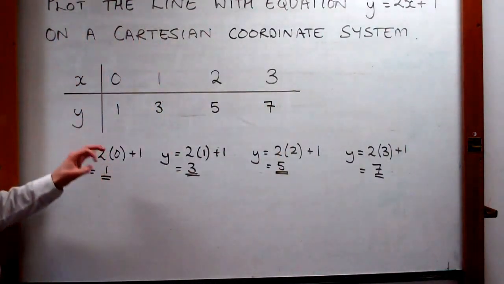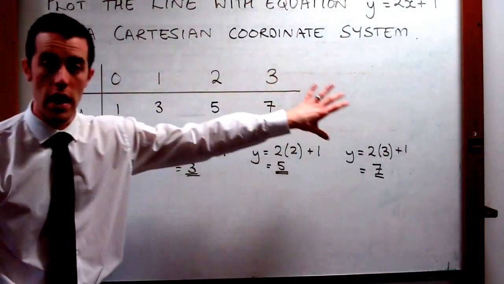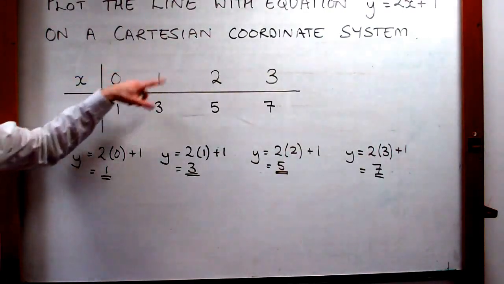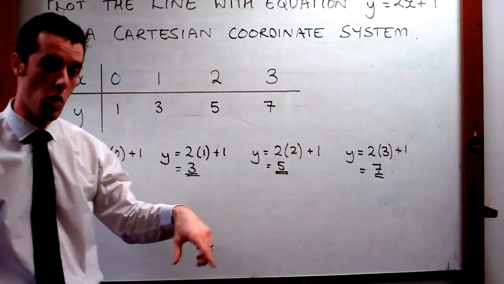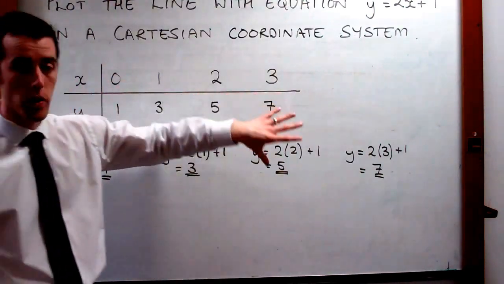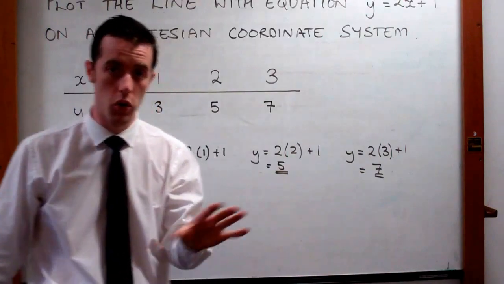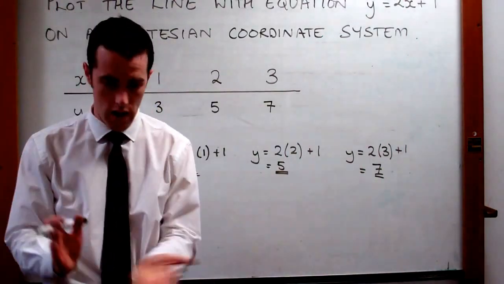Okay, so now we've got a table of values. And that table of values gives us an x coordinate and a y coordinate for 4 different points. What we can do now is use those points to plot out our graph, and we'll see what y equals 2x plus 1 looks like on a y and an x axis.